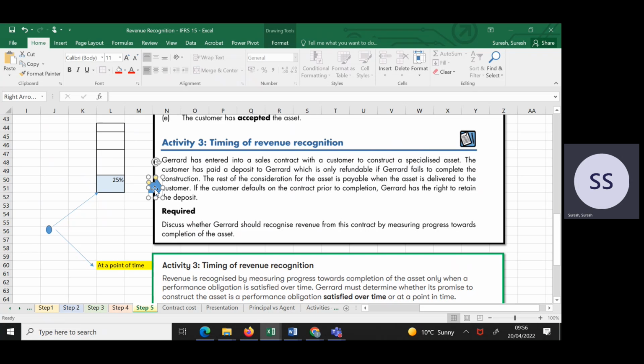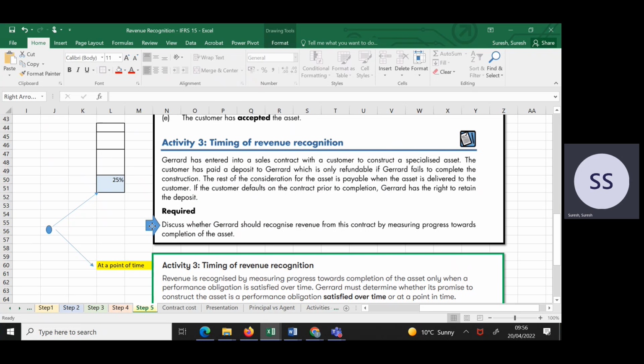That's the point where Gerard would become entitled to the remaining cash, and also that deposit that was paid to him will become his, right? But on the other hand, if the customer defaults on the contract prior to the completion, Gerard has the right to retain the deposit, right? So if the customer defaulted before you complete, then Gerard is entitled.